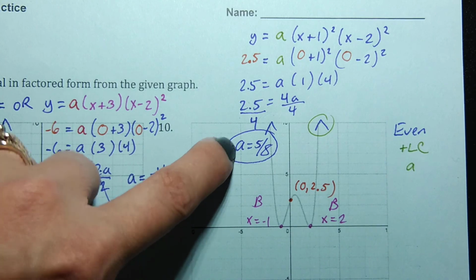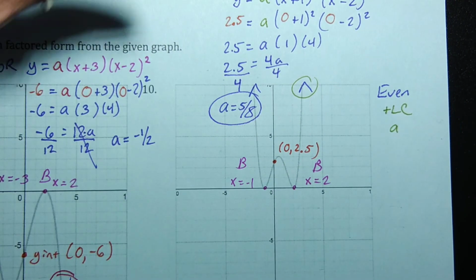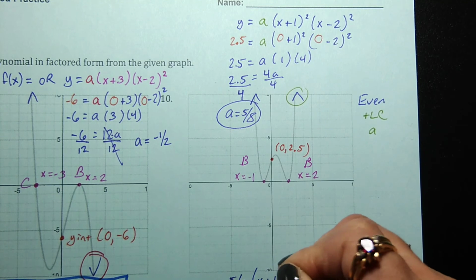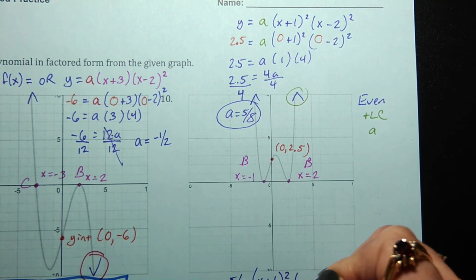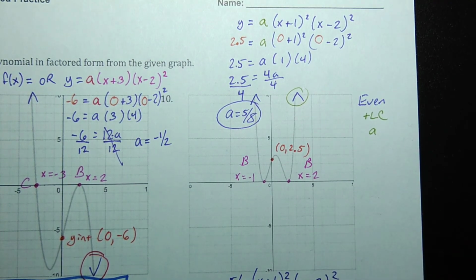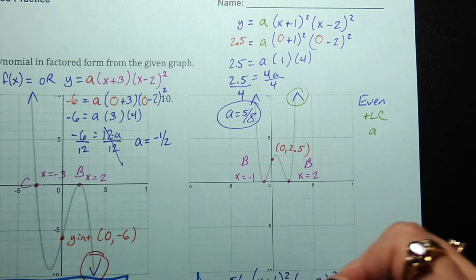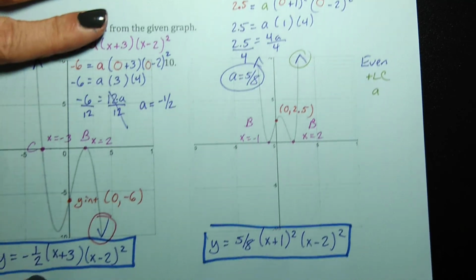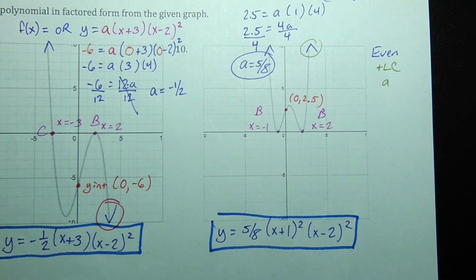And don't forget, it's not just about finding the a value. We do have to write that final equation with that a value in place. So our final equation would be y equals 5/8 times x plus 1 squared, x minus 2 squared, and hallelujah. That concludes the learning for Unit 3.